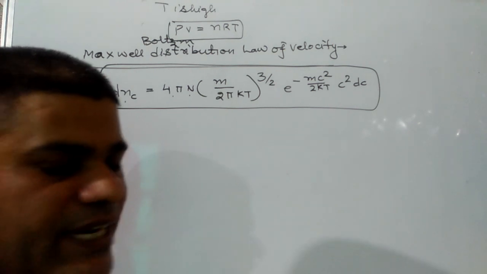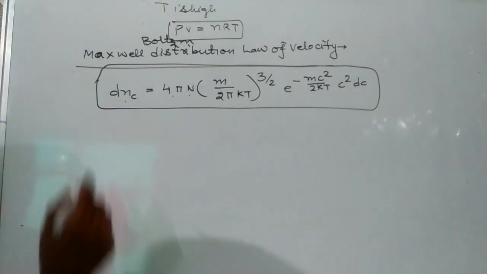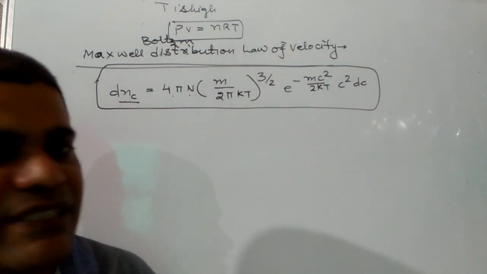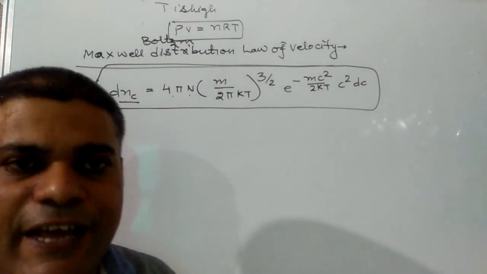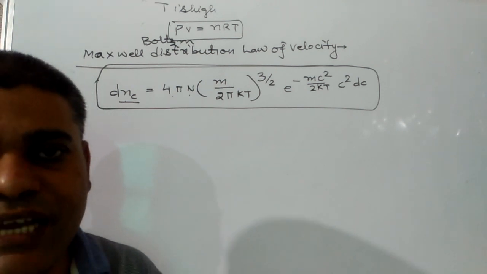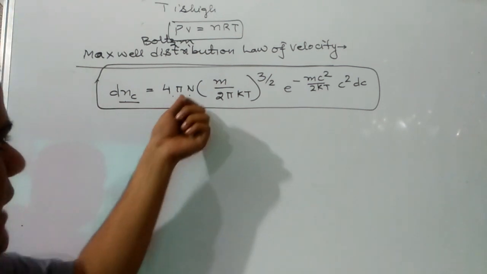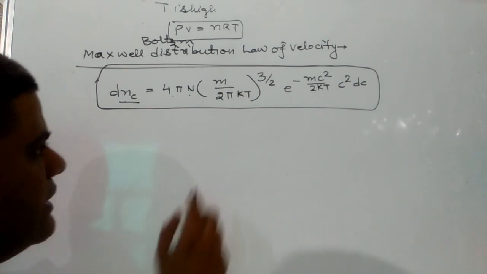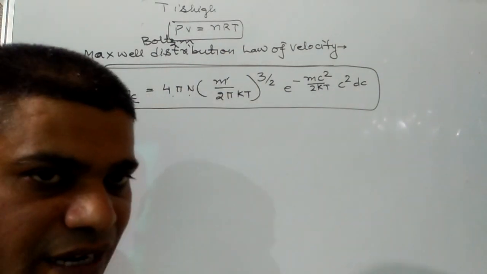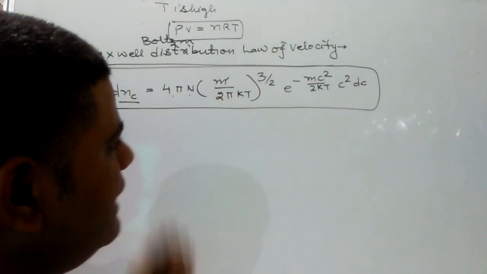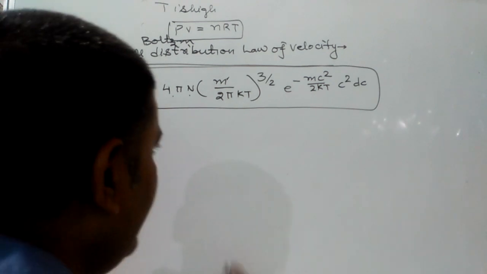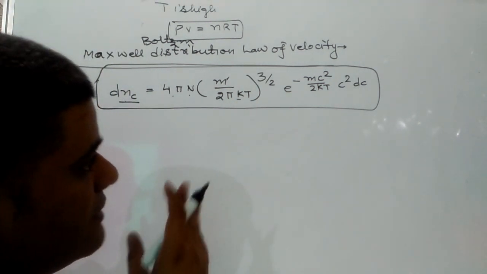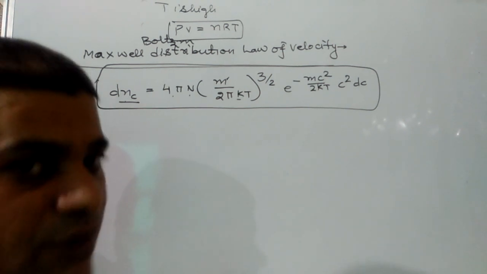Here I am telling about each and every significant term. First, dNc is the number of particles having velocity between c and c plus dc. Keep it in mind, here c doesn't denote the velocity of light. Capital N is the total number of particles in the box or the container. m is the mass of the particle or each molecule. Pi is the mathematical constant, and k is the Boltzmann constant. T is temperature in Kelvin. c is the velocity of the gas molecule.